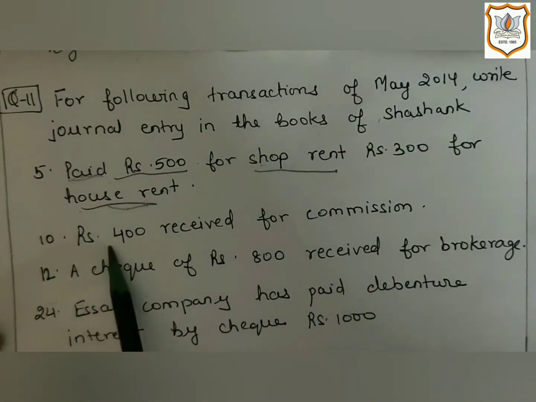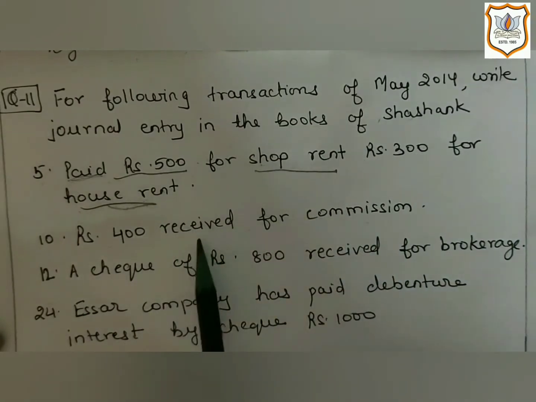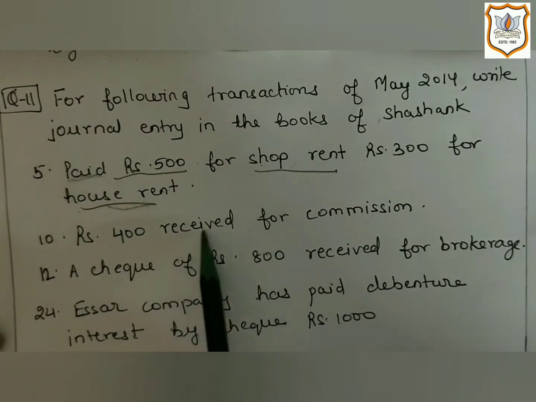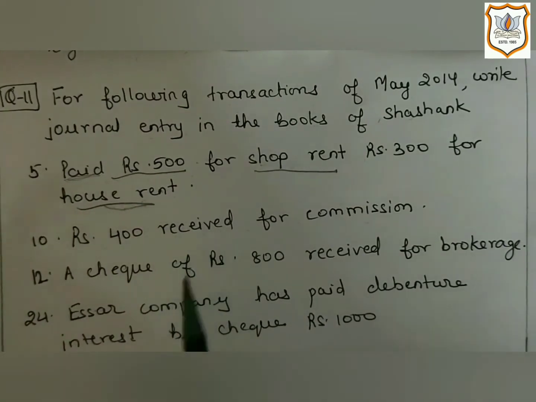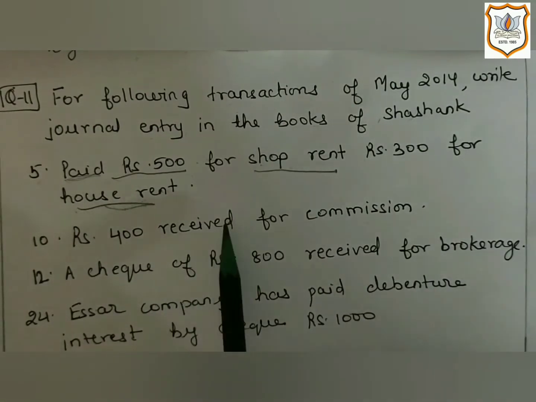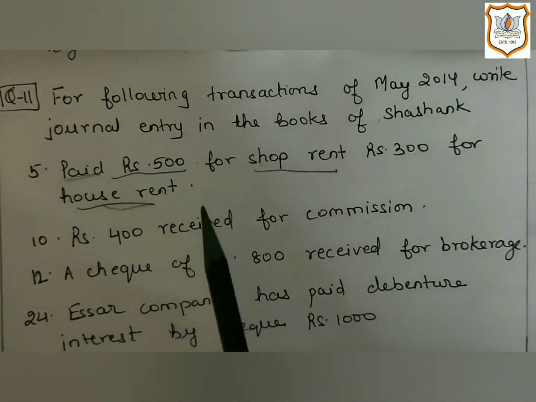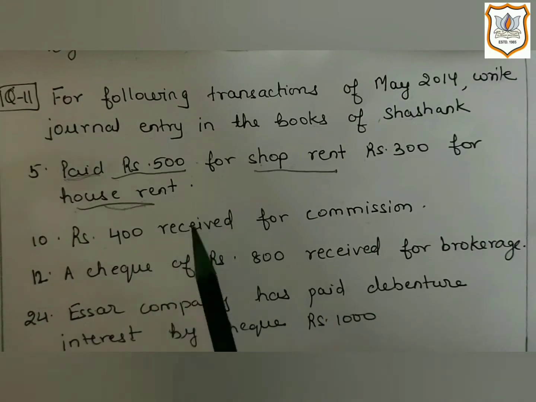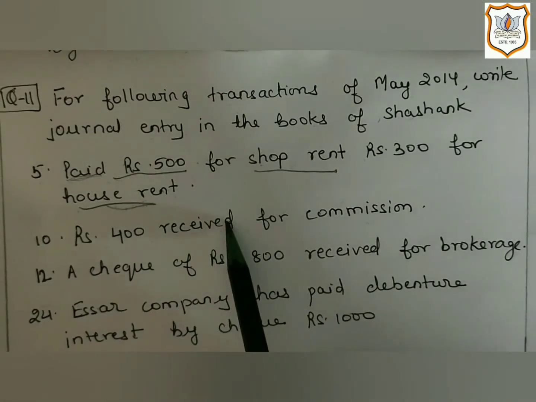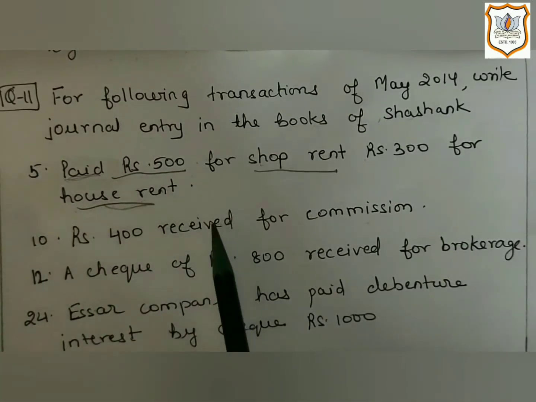10th date, rupees 400 received for commission. So here again received word is there. That means cash account is definitely going to be affected as this is a cash transaction. As I told you earlier, wherever paid or received word, these kinds of words are used, it indicates that it is cash transaction. So here cash account will definitely be affected.